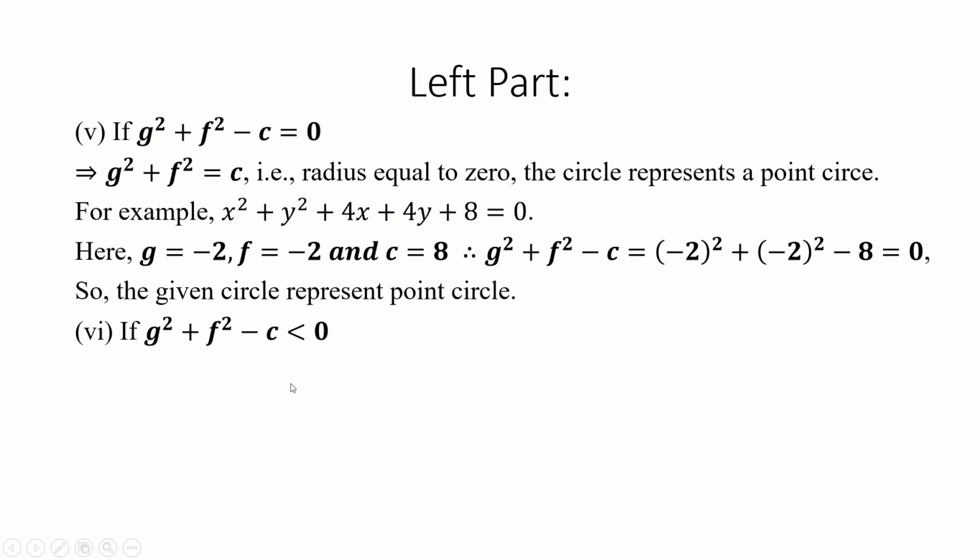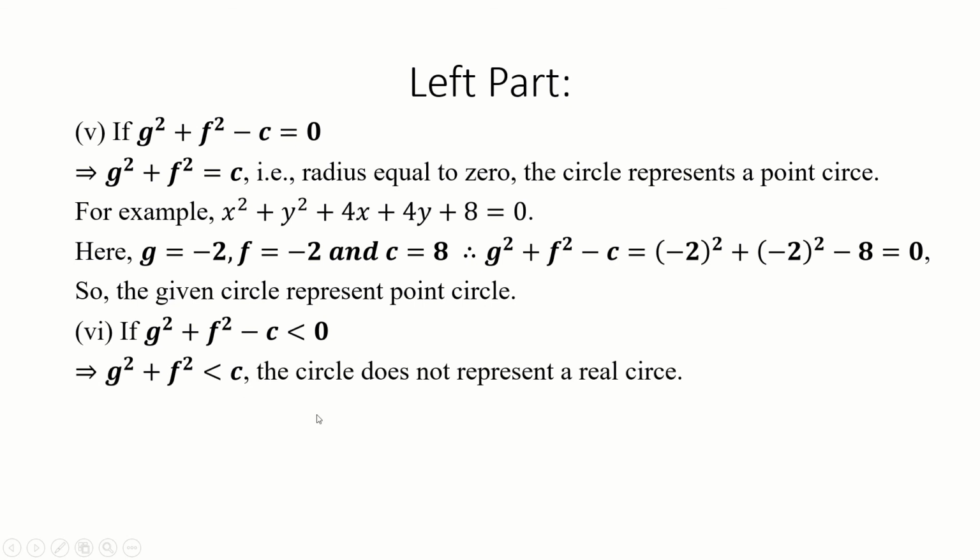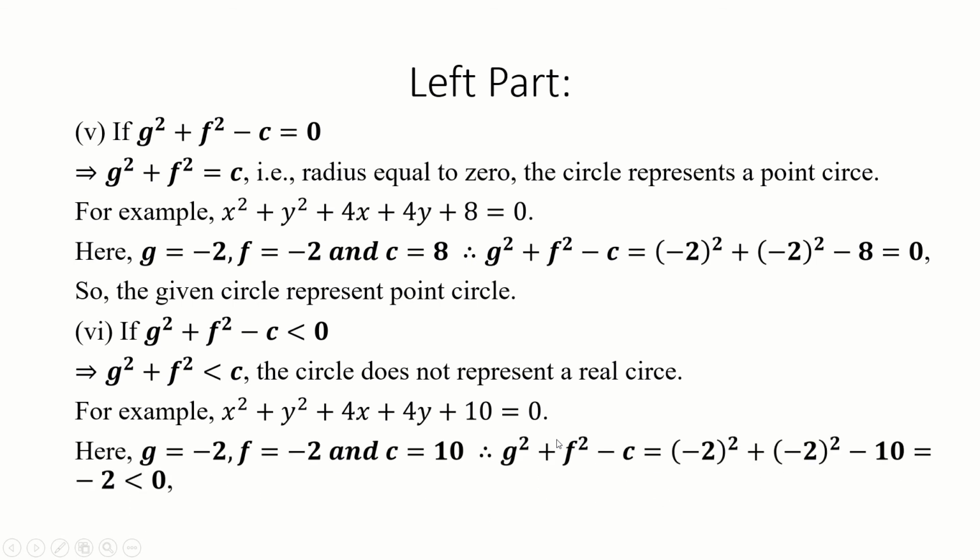And finally, sixth, if g² + f² − c is less than 0, that means g² + f² is less than c, the circle does not represent a real circle. For example, this is a given equation of a circle. Here g is equal to 2, f is equal to 2, c is equal to 10. Therefore, g² + f² − c is equal to 2² + 2² − 10, which gives −2, which is less than 0. So the circle does not represent a real circle.